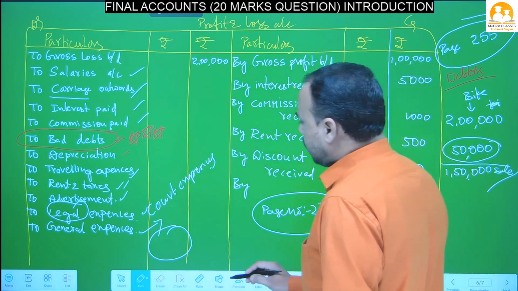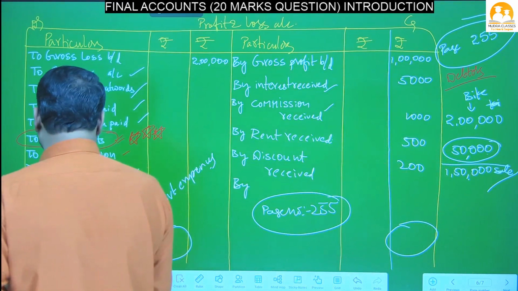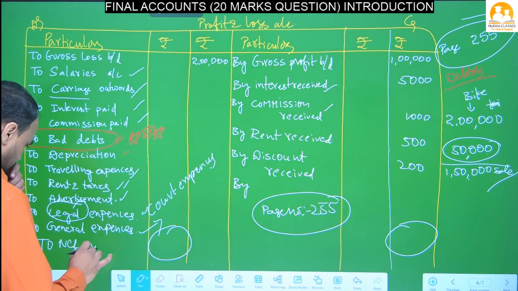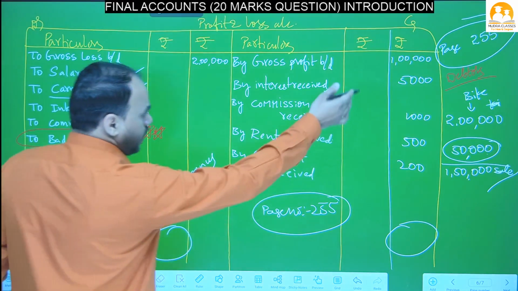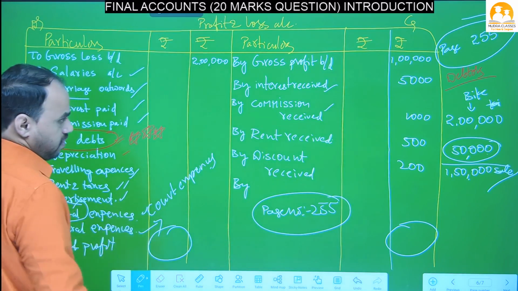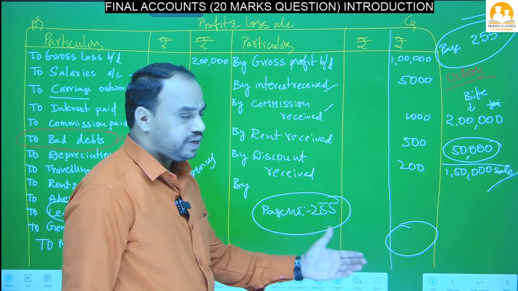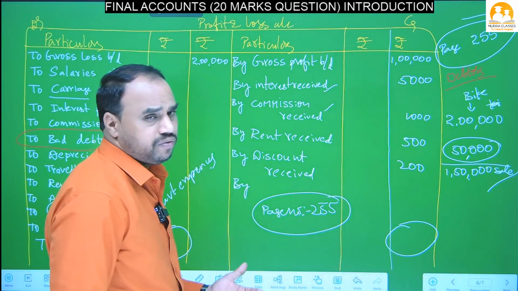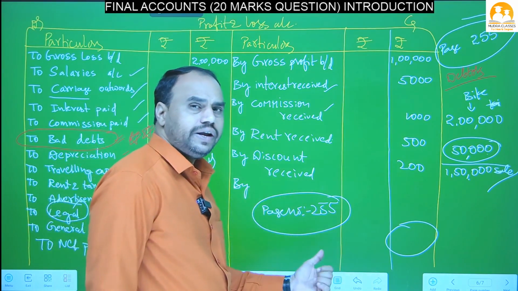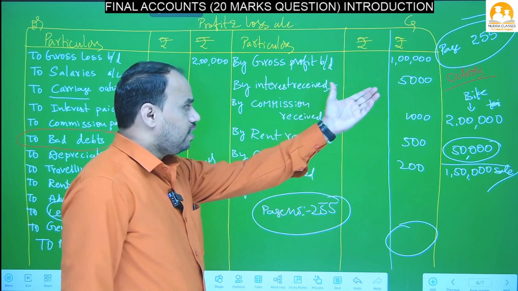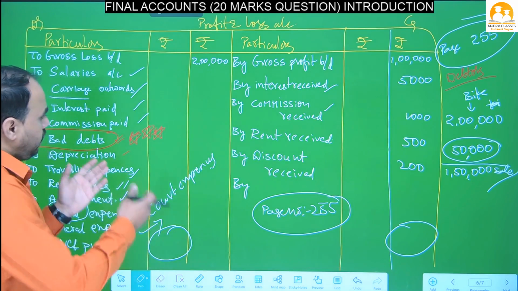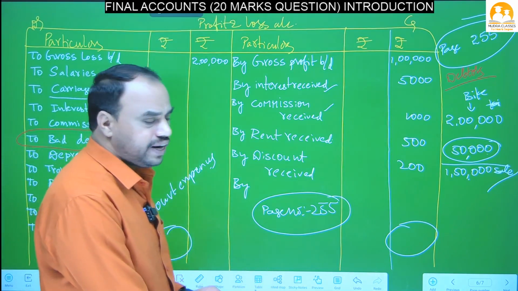Okay, if you got net profit, beta, we will write it here. For example, if the credit side total is more than the debit side total, then we will get net profit. మన క్రెడిట్ సైడ్ ఎక్కువ టోటల్ ఉండి డెబిట్ సైడ్ టోటల్ తక్కువ ఉంటే నెట్ ప్రాఫిట్ వస్తుంది. ఒకవేళ డెబిట్ సైడ్ టోటల్ ఎక్కువ ఉండి క్రెడిట్ సైడ్ టోటల్ తక్కువ ఉంటే నెట్ లాస్ వస్తుంది. If we have incomes more than the expenses, we will get net profit. If expenses are more than the income, then we get net loss.